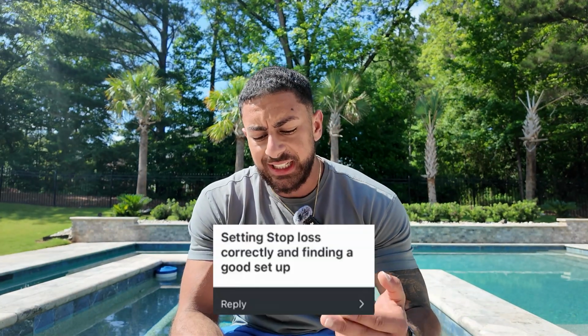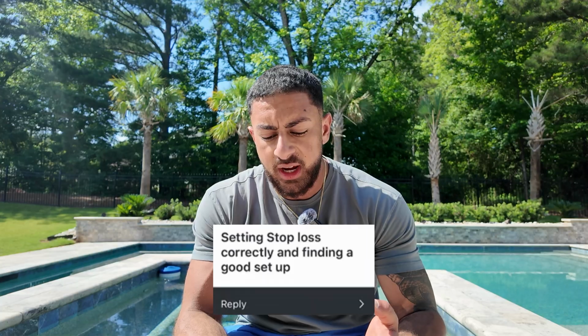So there was a question, setting stop loss correctly and finding a good setup. This comes down to understanding exactly how to read price. It's very important to understand that. It's not really the hard part in trading, but we'll get into that later. So, setting your stop loss.